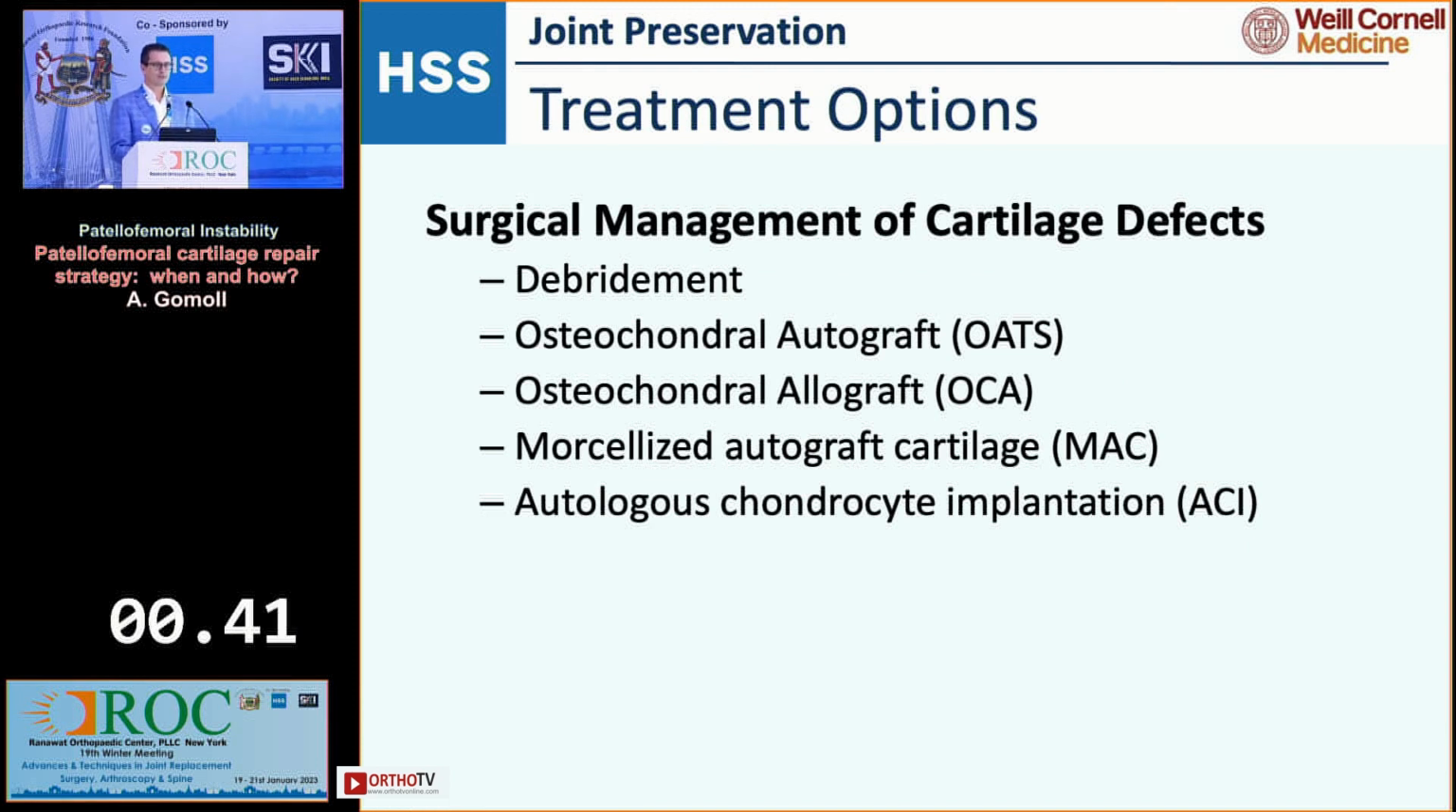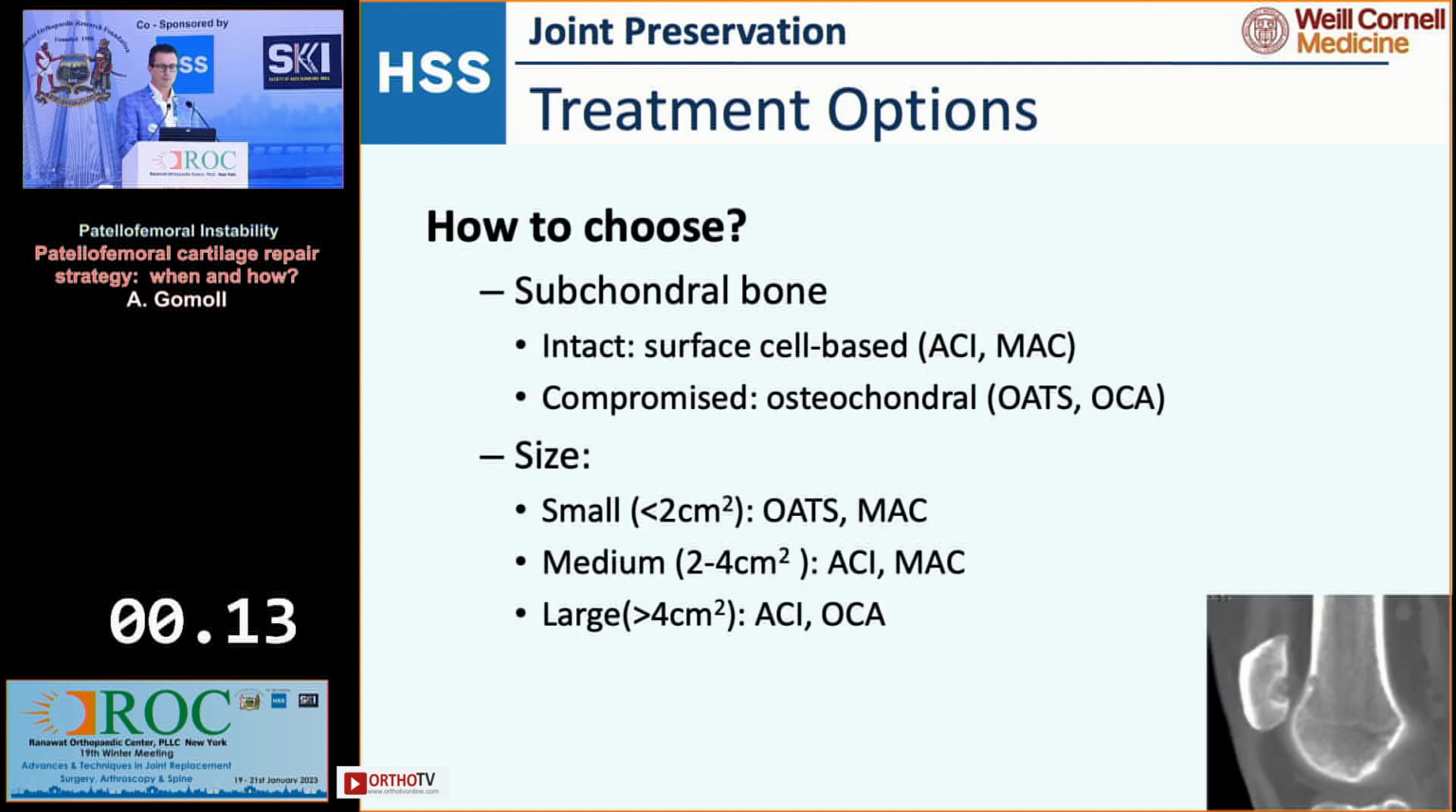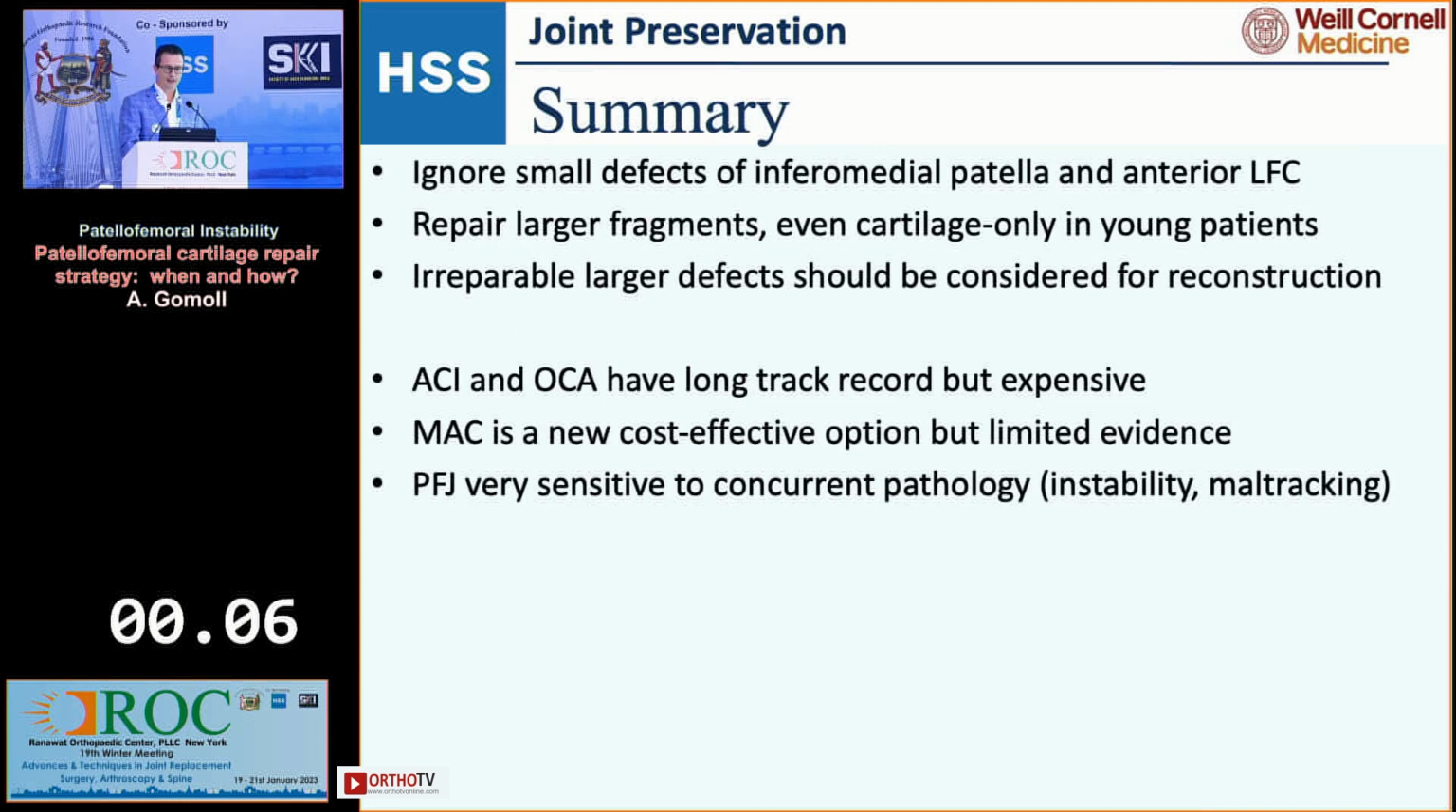So the treatment options: debridement, osteochondral autograft for small defects, osteochondral allograft for larger defects. What's a newer version is morselized autograft cartilage, where you take a cartilage biopsy, you mince it on the back table, you mix it with BMAC and fibrin glue, you put that back in. That can be a very effective and cost-efficient method. And then autologous chondrocyte implantation, very expensive, but long history of good results. How do I choose? If the bone is intact, I use surface-based treatments. If it's compromised, I use an osteochondral procedure such as osteochondral autograft or allograft.